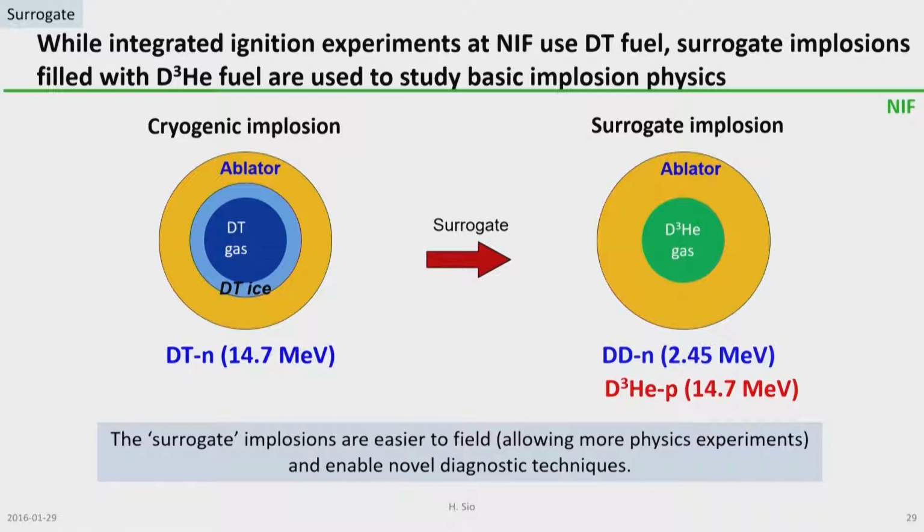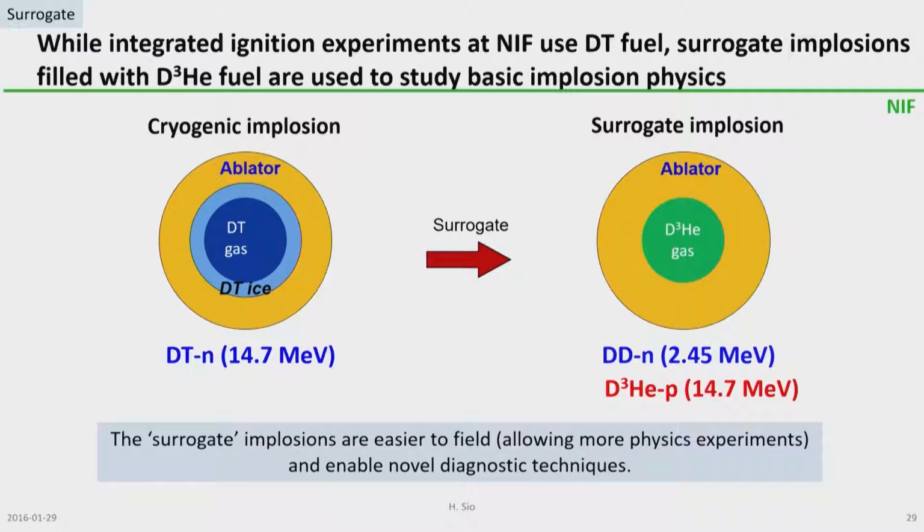And now it actually turns out that while a lot of the integrated experiments, ignition experiments on the NIF use a DT fuel, surrogate implosions filled with D-helium-3 are actually used to study a lot of the basic implosion physics. And this really comes back to the fact that no one wants to deal with cryogenic targets unless they have to. And so you want to use the simplest targets that will still allow you to study the physics that you want, because that way they are easier to fill, so you can have more of them.